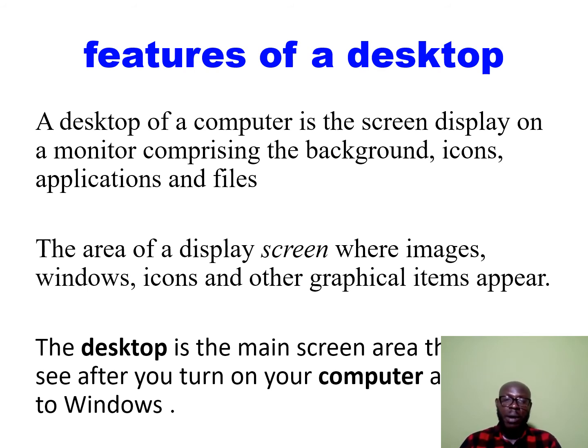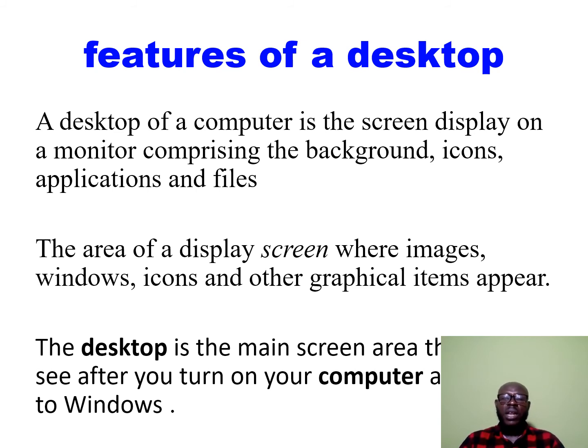After the operating system has been installed, it will take us to where? The desktop, where icons are being made available, where wallpapers are being made available. So a desktop of a computer is the screen display on a monitor comprising the background, which becomes the wallpaper, icons for representation of other files and folders that have been installed on the machine, and applications. It is the area of a display screen where images, windows, icons, and other graphical items always do what? Appear. It becomes the main working area of the monitor.